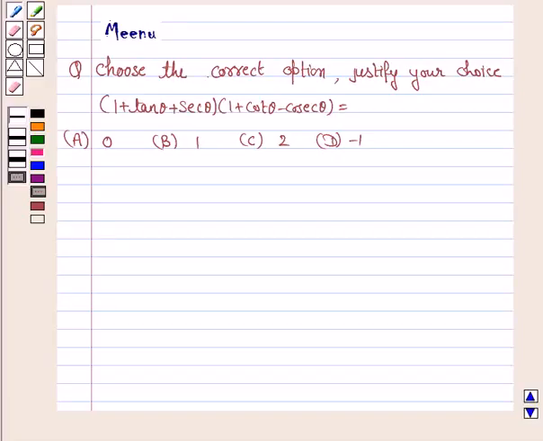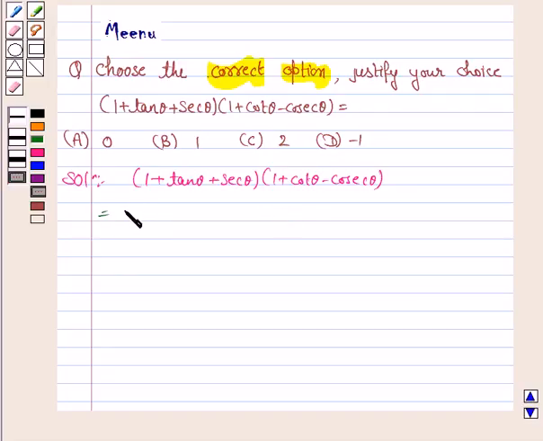Let's work out the following question. It says, choose the correct option. Justify your choice. So let's now move on to the solution. The given expression is (1 + tan θ + sec θ)(1 + cot θ − cosec θ). Now we have to simplify this expression and find its value.